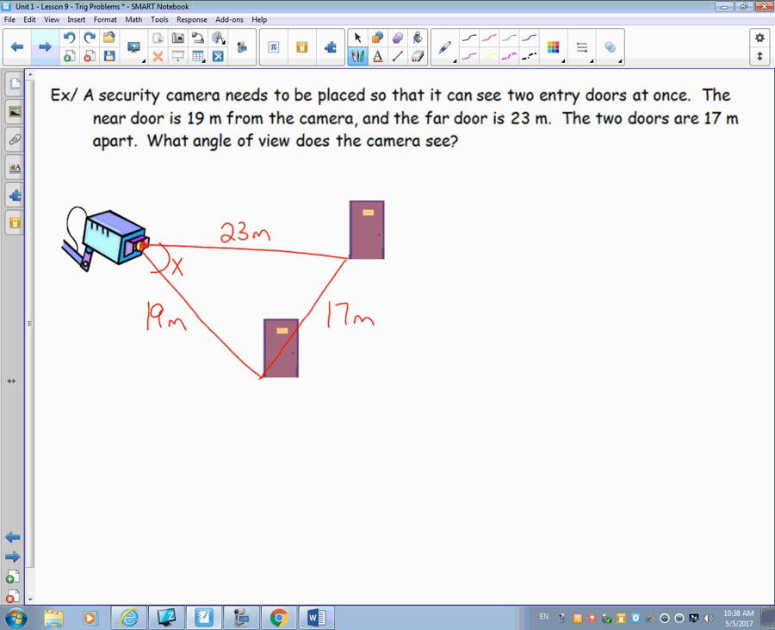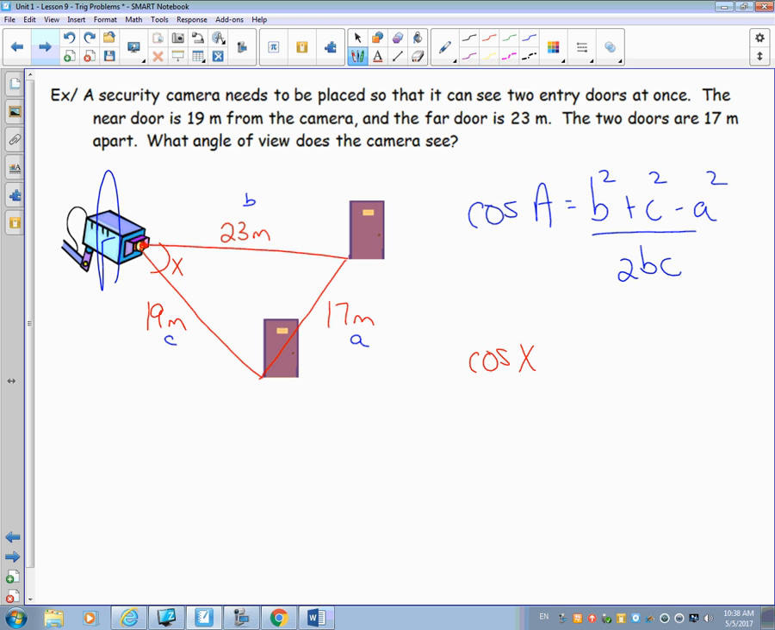But I want to find cosine law for an angle. So I need to use the second version of the cosine law, the one that's rearranged for the angle. So what do I have? I've got big A, I got little a, B and C are interchangeable. So for my math for this diagram, it's going to be the cos of x equals b squared plus c squared minus a squared. Make sure a goes on the end.